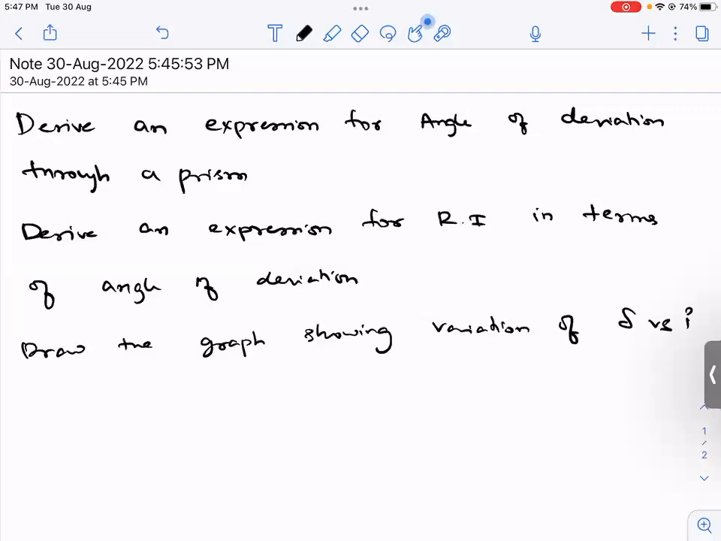In terms of angle of deviation, minimum deviation, you have to explain that and then you have to do it. Minimum deviation could be deviation.